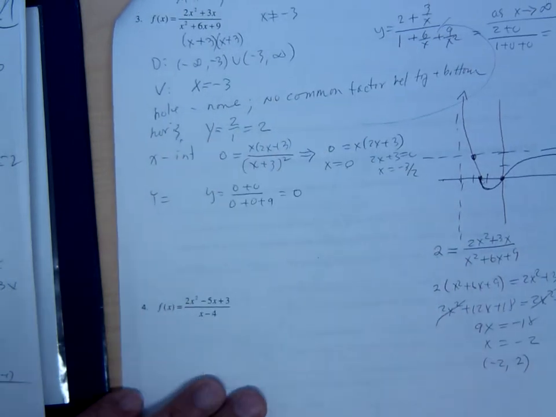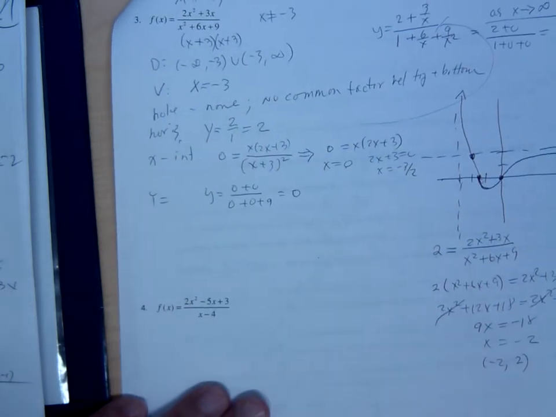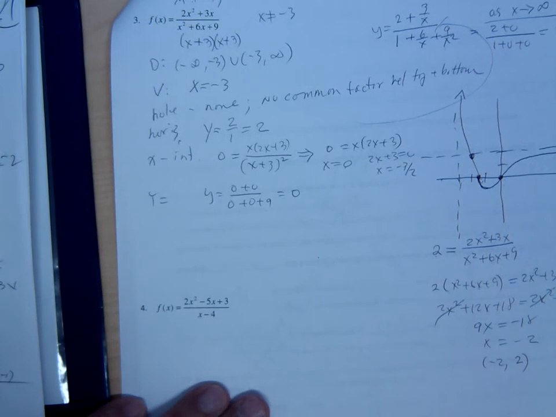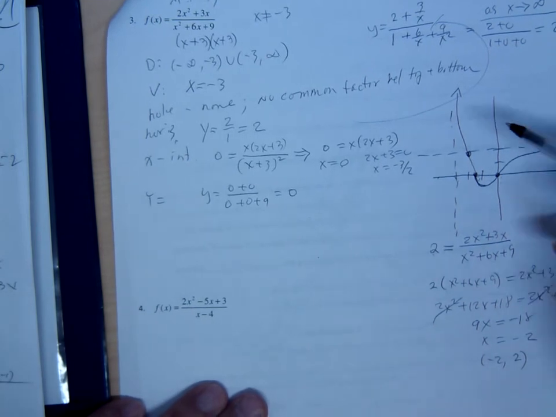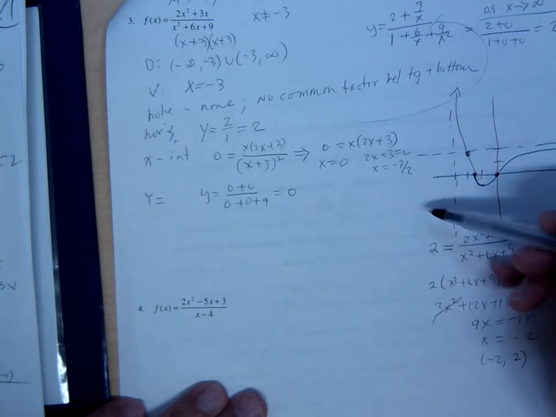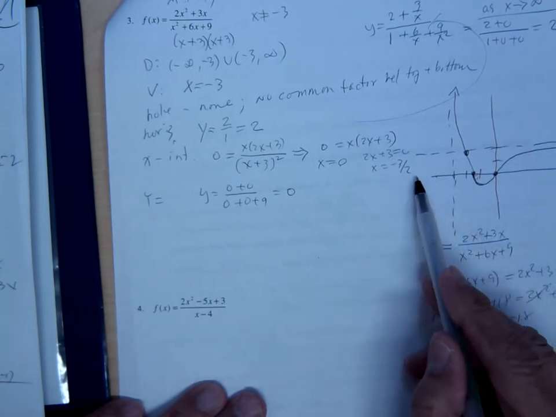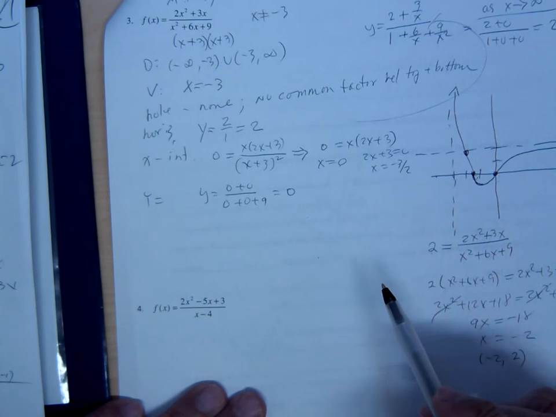So let's do that. And what portion does it go? Does it go up here or down here? Well, it can't go down here. If it went down here, you would have an x-intercept, right? So you want to find out.